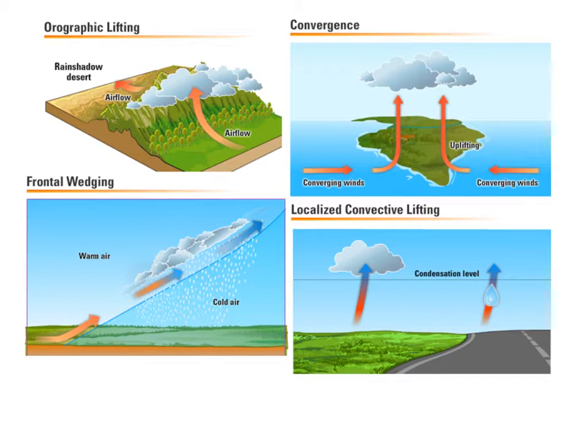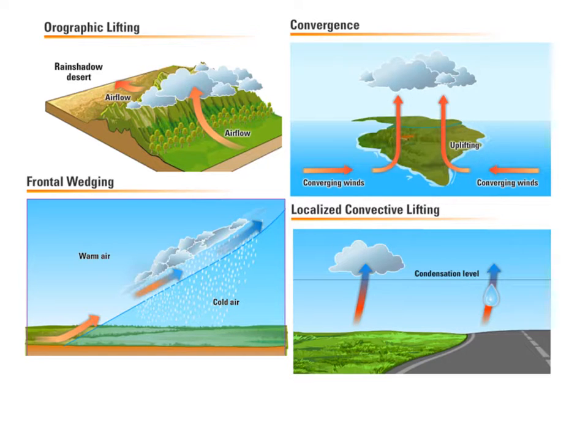So if we move on, what we're going to look at here is our four different pictures of how we can get lifting in the atmosphere. If you recall, that lifting is going to come up, it's going to cool it off, we're going to get condensation, and that's how we get our cloud formation to occur. So through lifting, we get cloud formation.